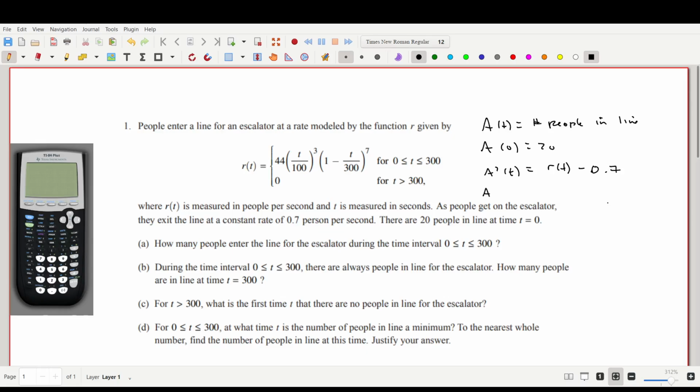And I guess you can just write down what A of t is now. It's 20 plus the integral from 0 to t of A prime of s ds, or of r of s minus 0.7 ds. I do like starting with that just to remind myself of what the actual amount is. This one might seem like a bit much, but it really is just FTC. You might not like the s's, but I need to call it something that's not t.